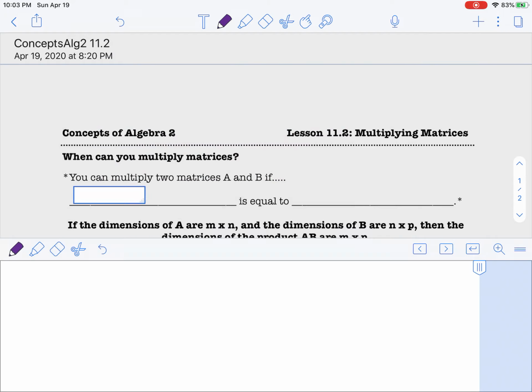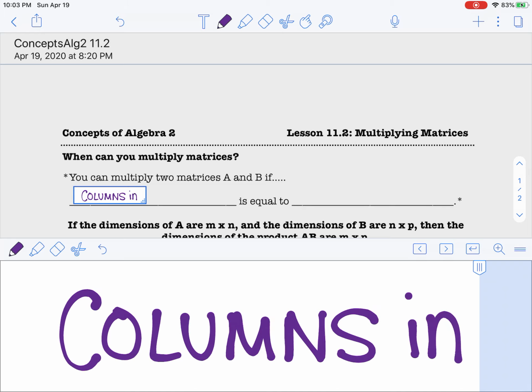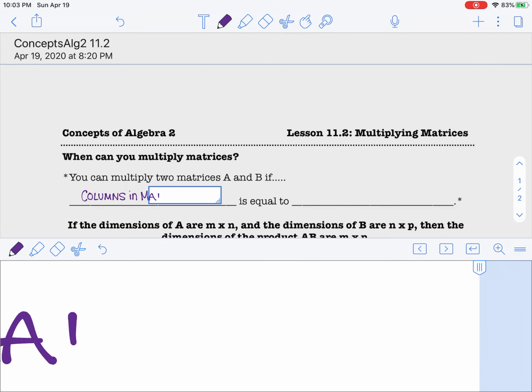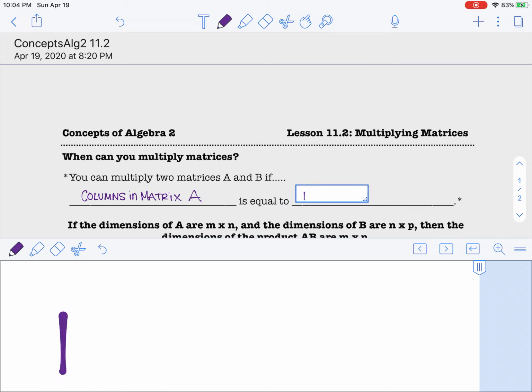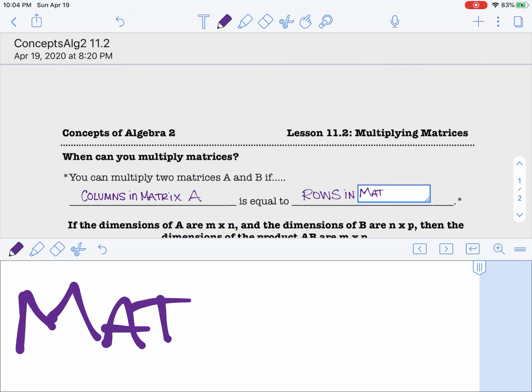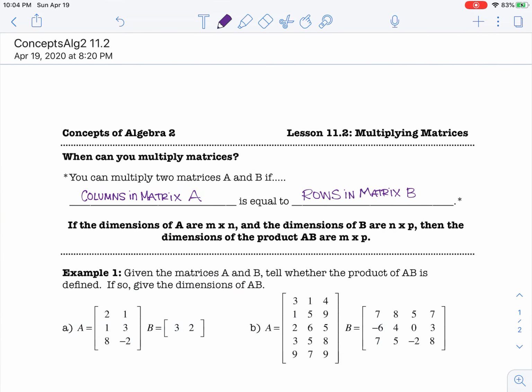What we're going to check for is we need the columns in matrix A to be equal to the rows in matrix B. So remember, dimensions are rows by columns.